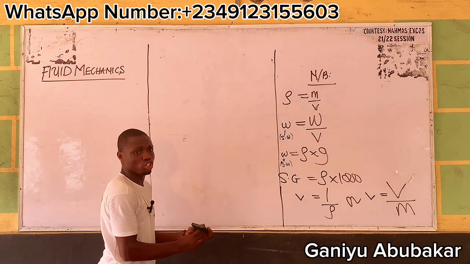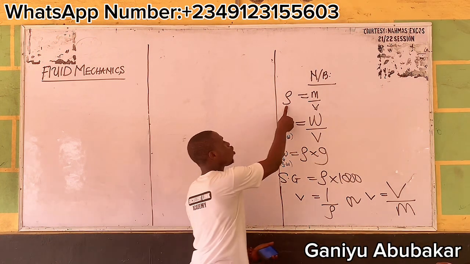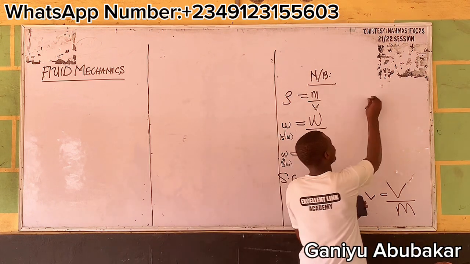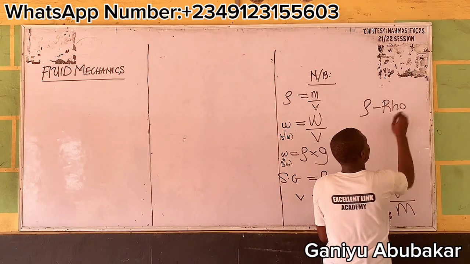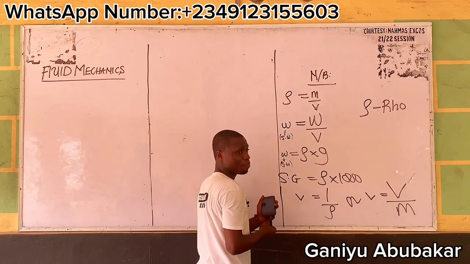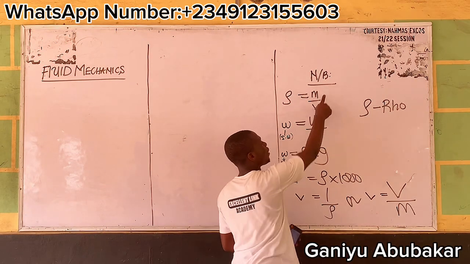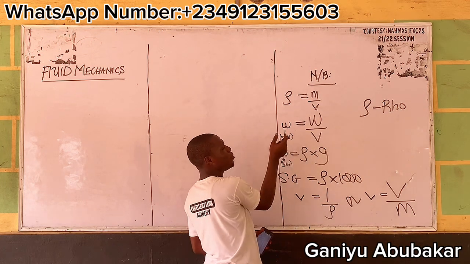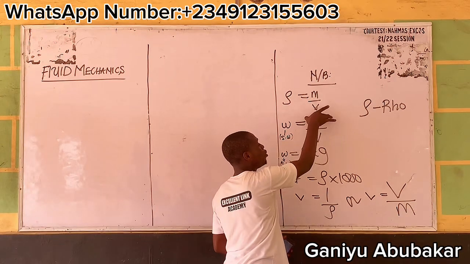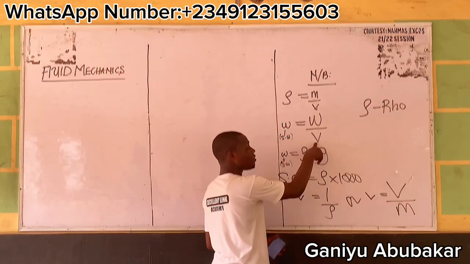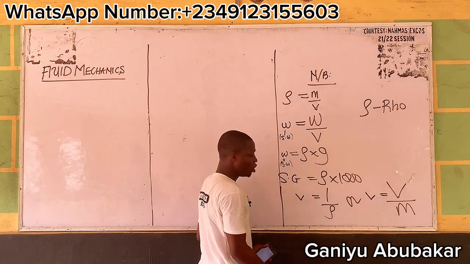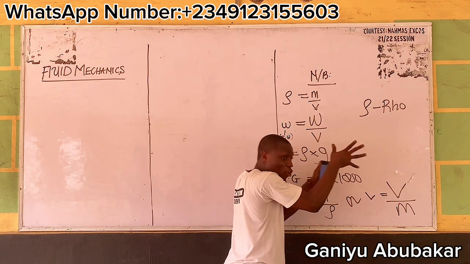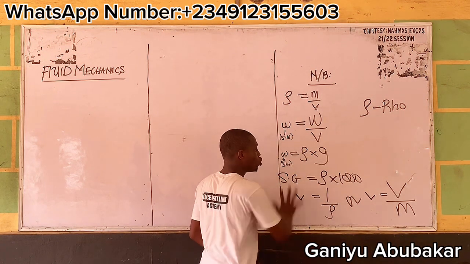These are foundations you should know. This is called density. This is rho, a Greek symbol for density. Density is mass over volume, M is mass. The small w is specific weight, capital W is total weight, capital V is total volume. Small v is specific volume. Capital V is volume itself. So note this stuff, please.